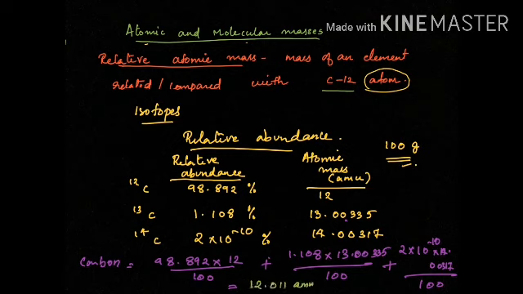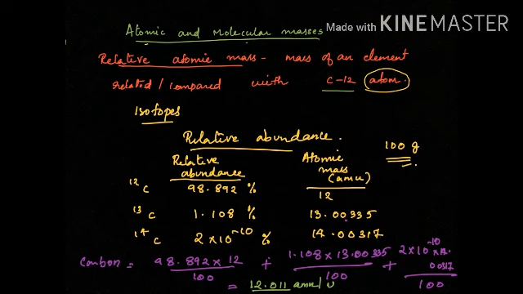1 AMU, or nowadays we are using the term unified mass U, right? Nowadays we are using the term U to denote the atomic mass unit. So we'll get the answer as 12.011. So this is how you need to find the relative atomic masses in the case of isotopes: relative abundance into atomic mass of each isotope, added together, gives you the relative atomic mass of the element.